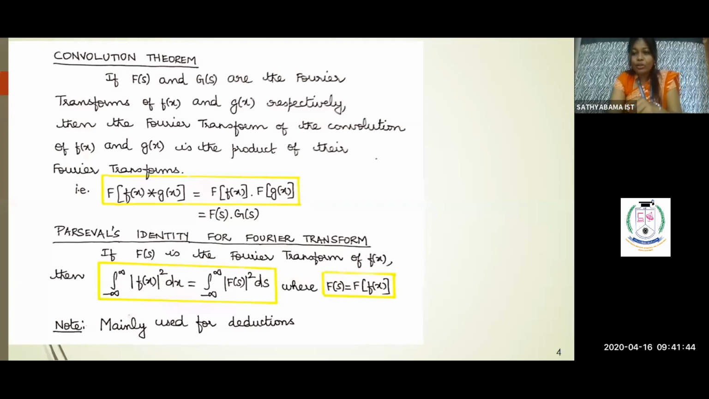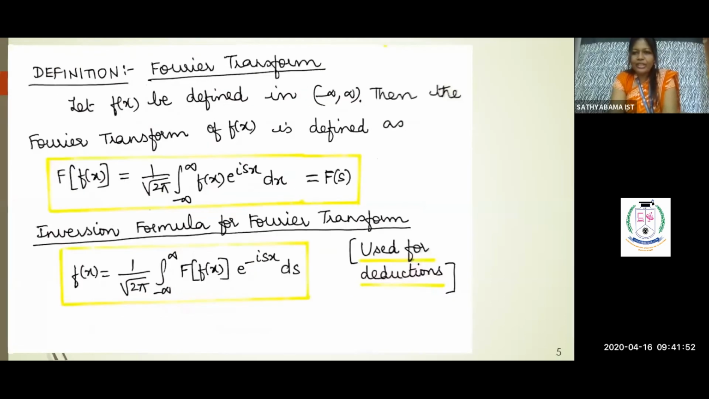Now, before we go to the problems using Parseval's identity, I want you to recollect some basic definitions which you're supposed to know. We are talking about Fourier transform here, so obviously you need to know what the Fourier transform is. Let's look at the definition. This is a basic definition. Let f of x be defined in minus infinity to plus infinity. Then what is the Fourier transform of f of x? It is denoted as F of x. And what is it by definition?